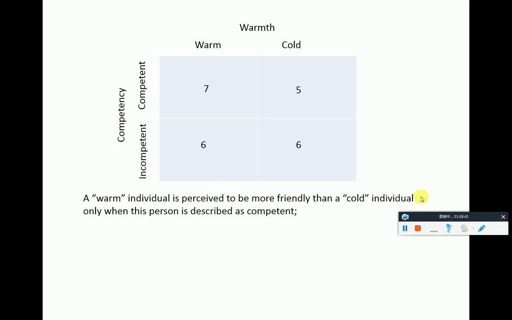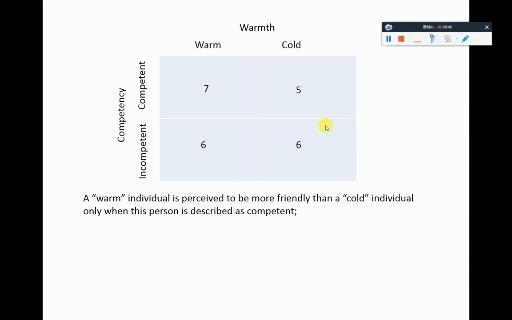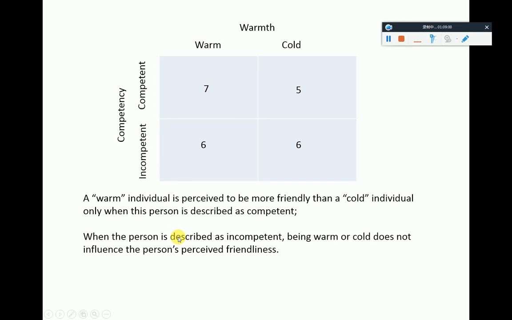So here is how we can verbally describe this interaction effect. A warm individual is perceived to be more friendly than a cold individual only when this person is described as competent. When this person is described as incompetent, being warm or being cold does not influence the person's perceived friendliness, because these two scores are exactly the same.